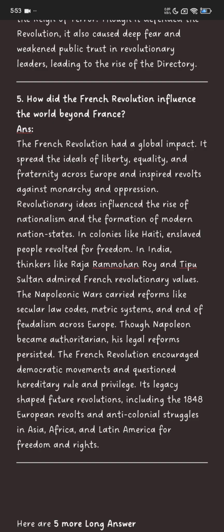In colonies like Haiti, enslaved people revolted for freedom. In India, thinkers like Raja Ram Mohan Roy and Tipu Sultan admired French revolutionary values.